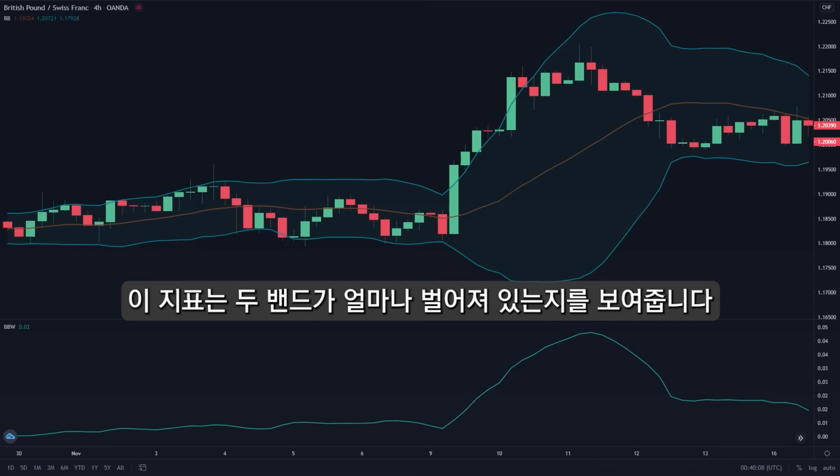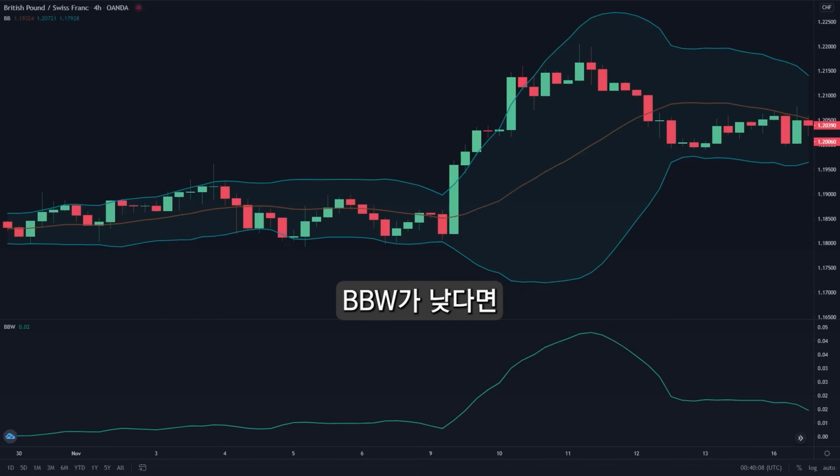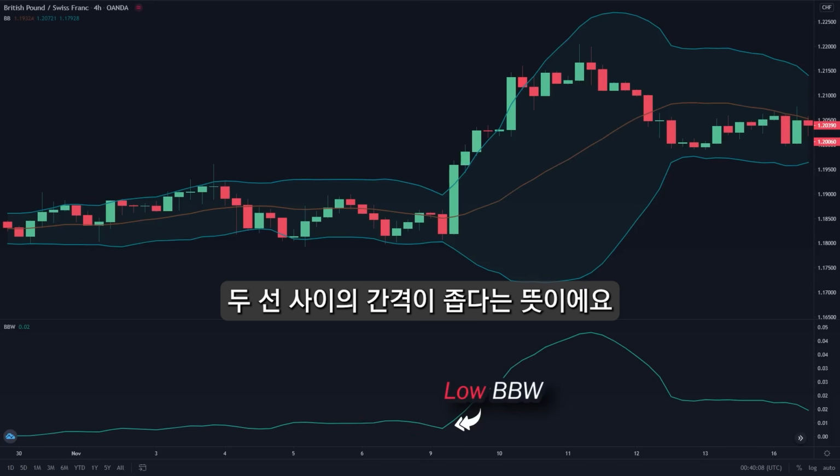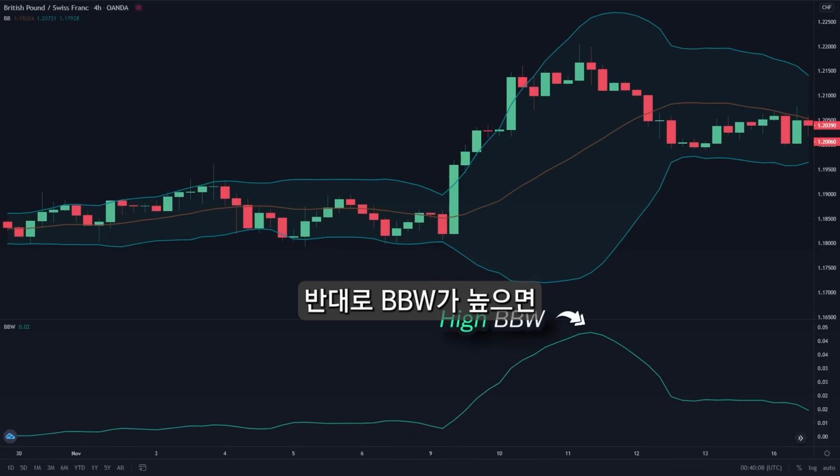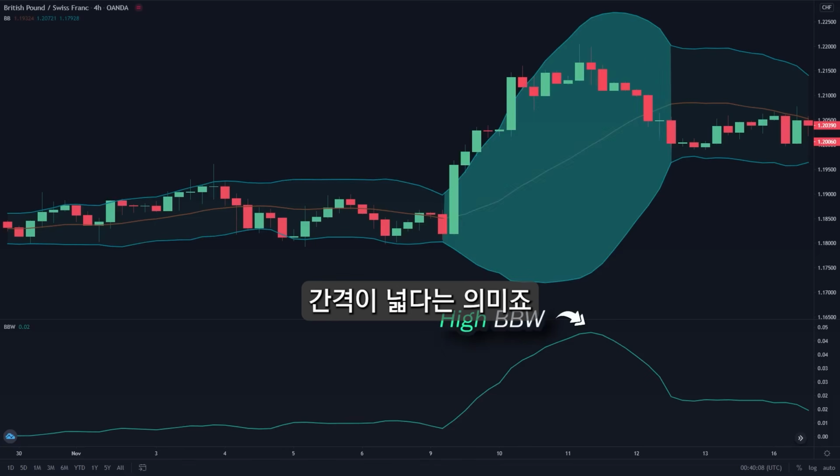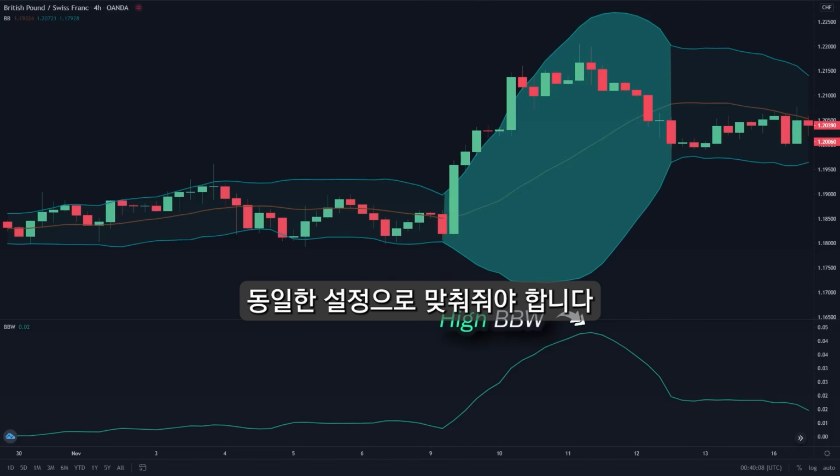This indicator shows how far apart the bands are. If the BBW is low, meaning that the gap between the two lines is close, and if it's high, meaning that the gap is further apart. Note that the two indicators need to have the same settings for it to work.